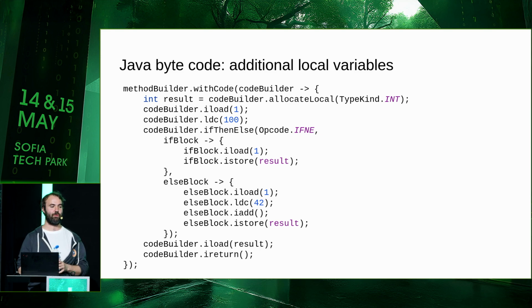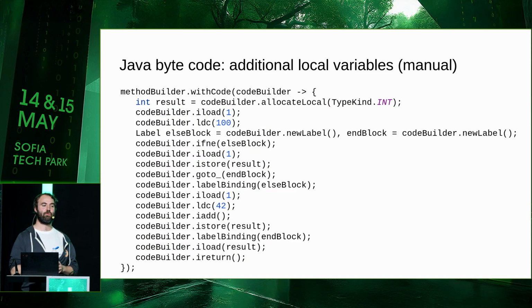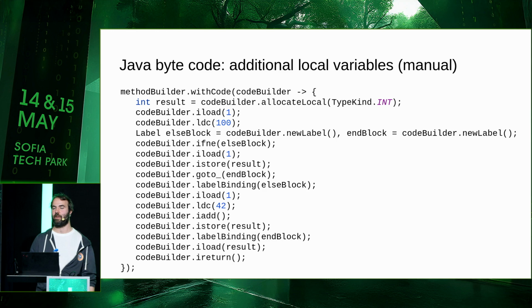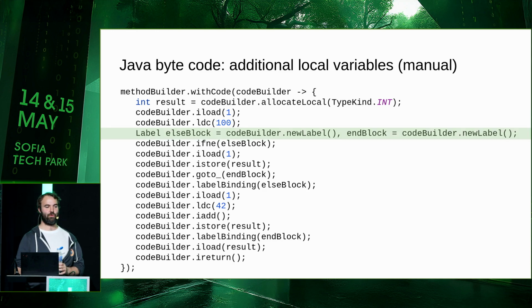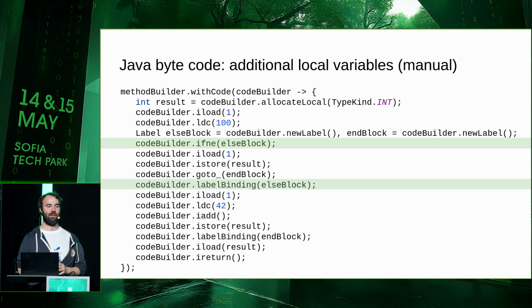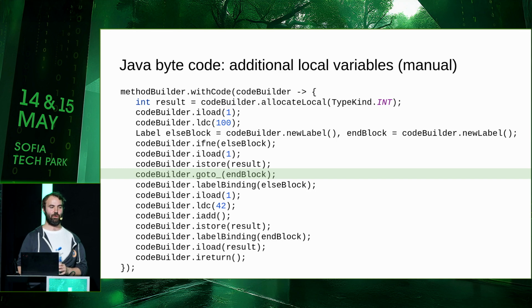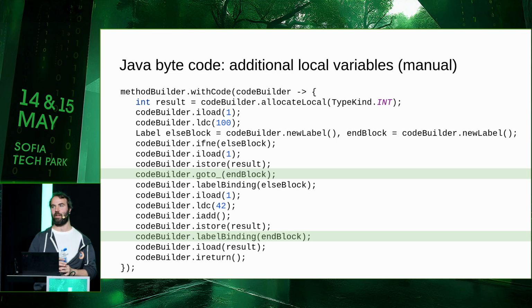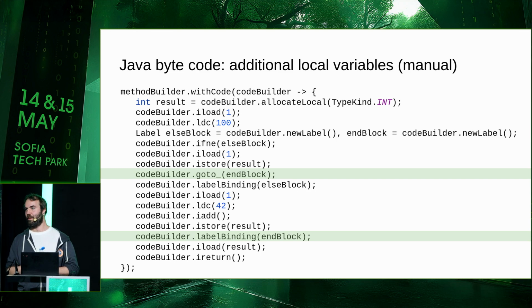Right? So you'll be able to do it like this. However, you can, of course, do it manually, and this is how bytecode manipulation has worked so far in most of the Java libraries that did bytecode manipulation. You would have to create labels, and then you would have to say, this is the if check, and in the end, you say, this is where I want to jump in case of else. Then I have the go to, the unconditional, in the end block, and bind the end block as well, and manipulate that.